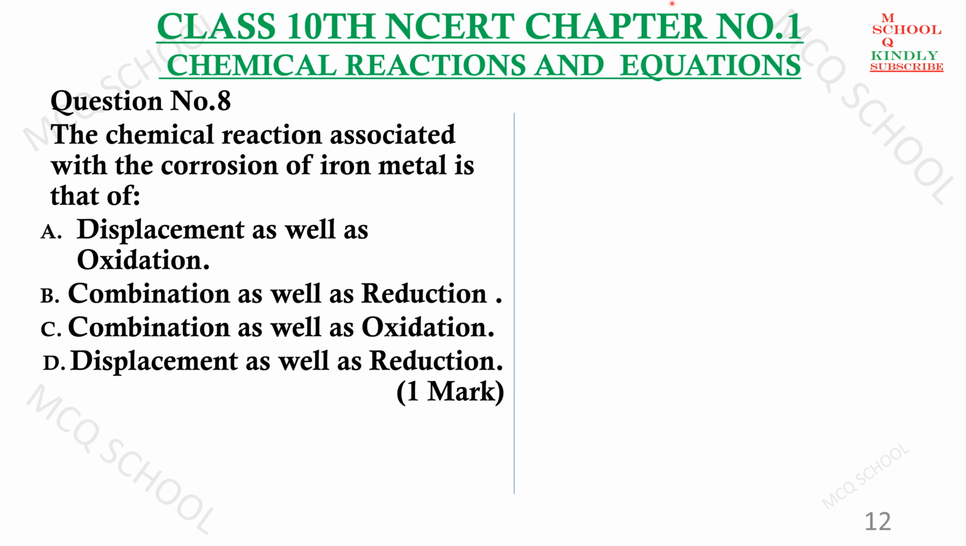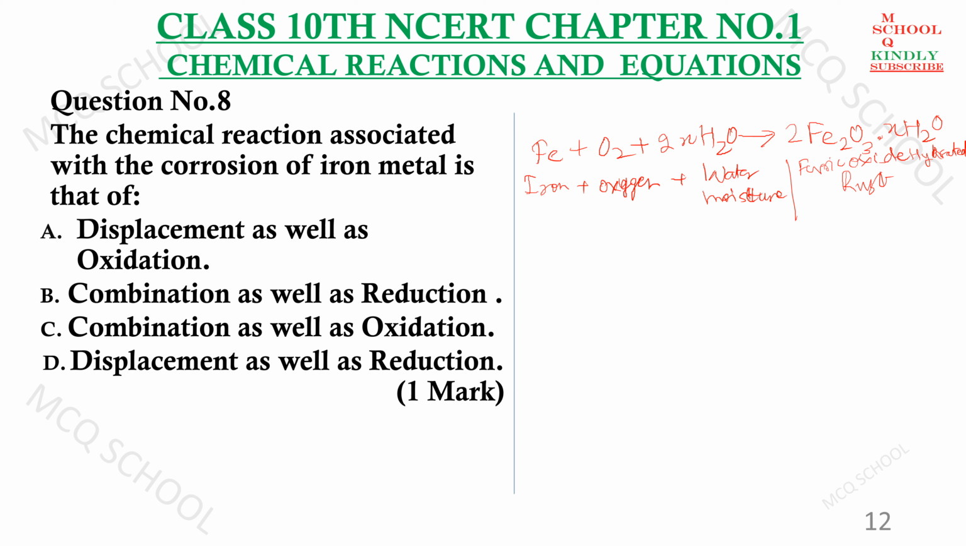For knowing this, we have to write the equation of hydrated iron metal corrosion. In case of rusting iron, along with oxygen of the air and moisture, particularly in rainy season, we find such rusting or corrosion, which forms ferric oxide. Hydrated, it is rust.